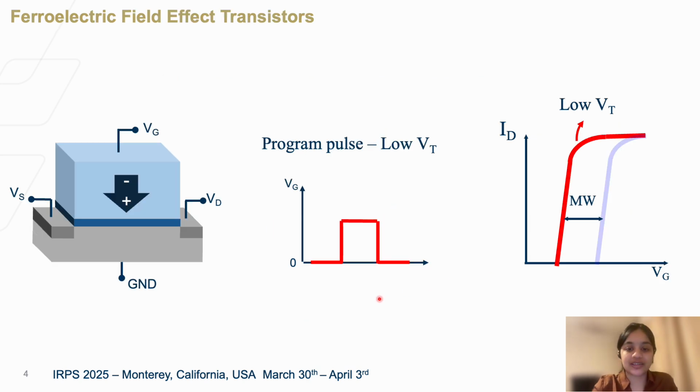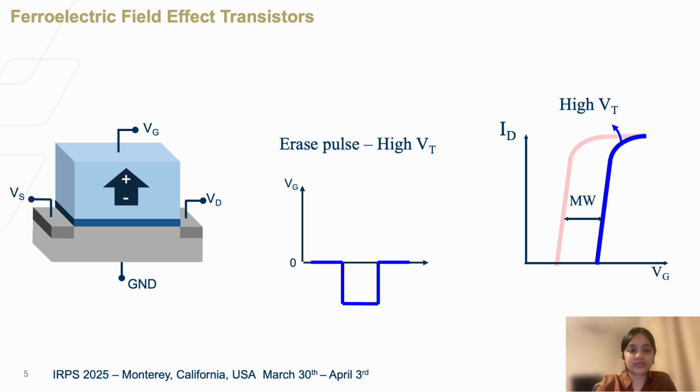So let's look at the basic operation of these devices. Here I have a schematic of a ferroelectric FET. We have the ferroelectric layer, an interfacial layer, which is silicon dioxide in most cases, and we have the silicon substrate over here. And the mechanism that I'm going to be explaining is for N-channel FeFETs. So if we now apply a positive program pulse to this device, the polarization will point downwards, leading to the positive polarization charges being close to the channel. And that gives us the low VT state.